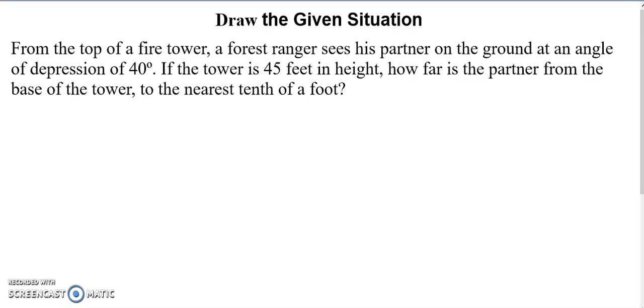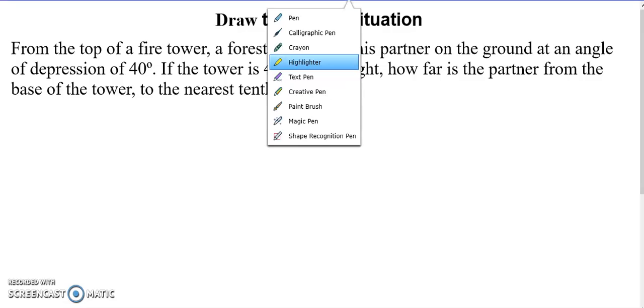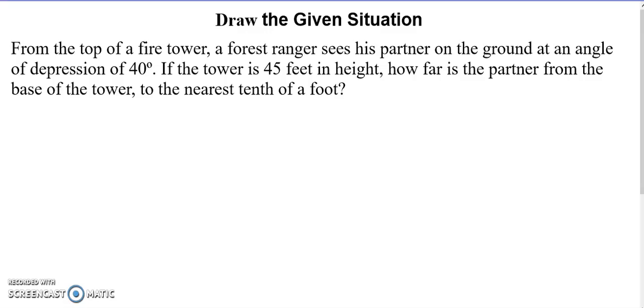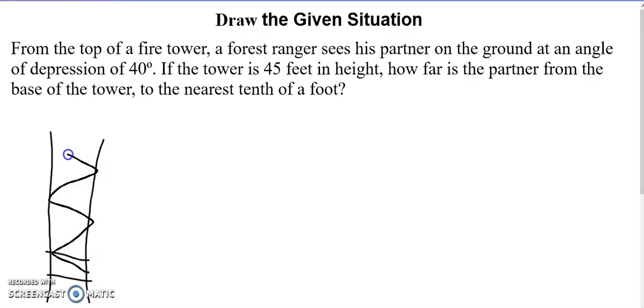Alrighty, so what you should have drawn is a fire tower. So here's my little tower, and I'm going to give it some supports. Boom. And then I have the actual house up here, and here's a window, and here's a window, and I have my little forest ranger on the inside. Here he is. And there he's going to draw an angle of depression of 40 degrees.